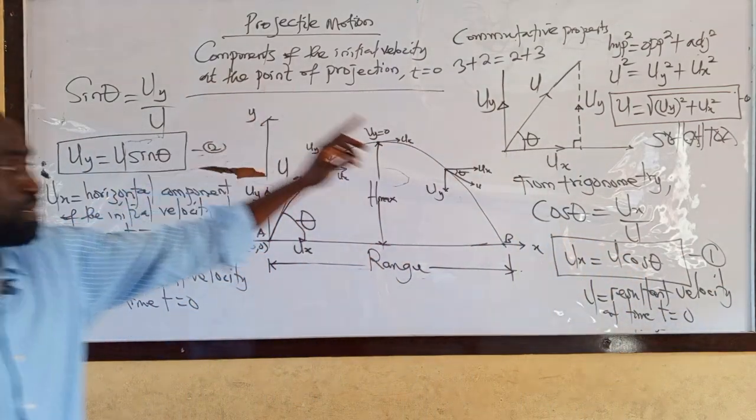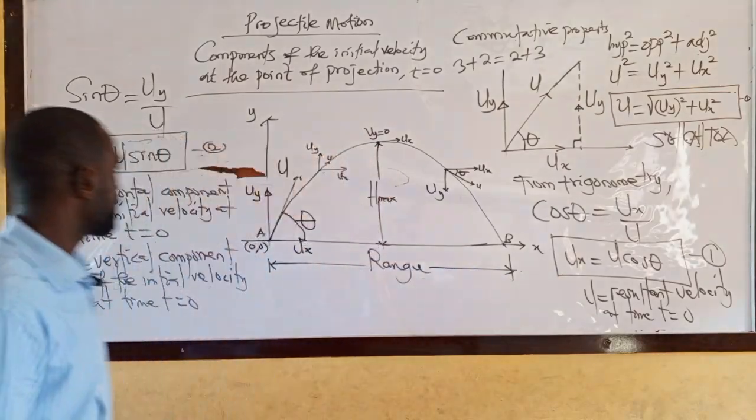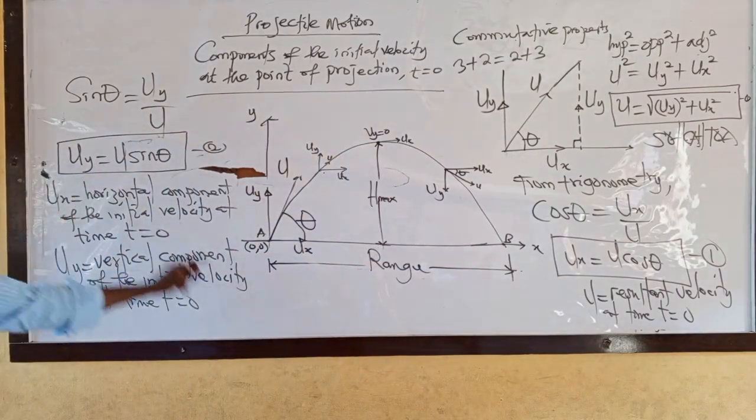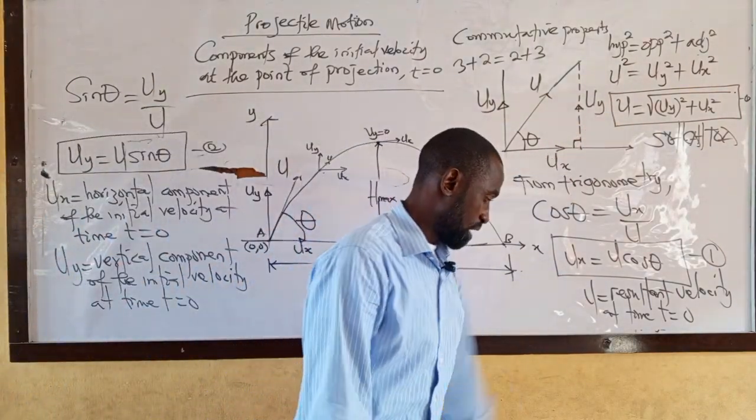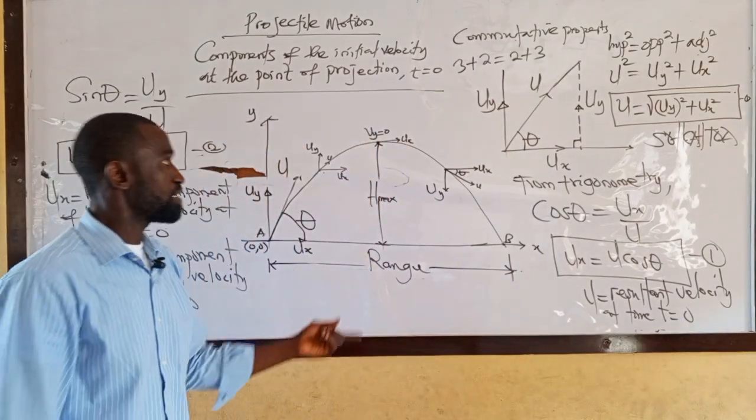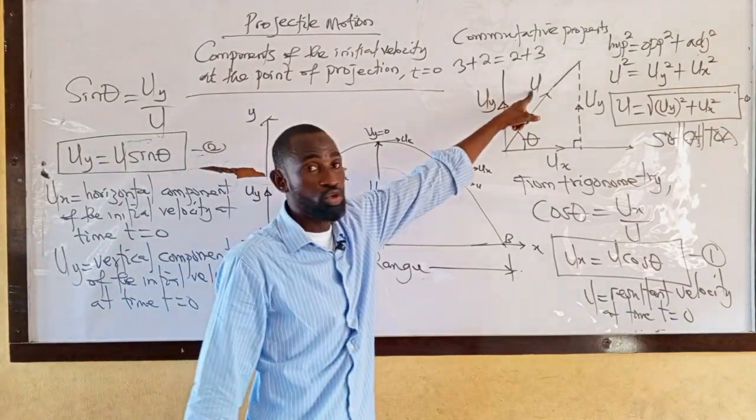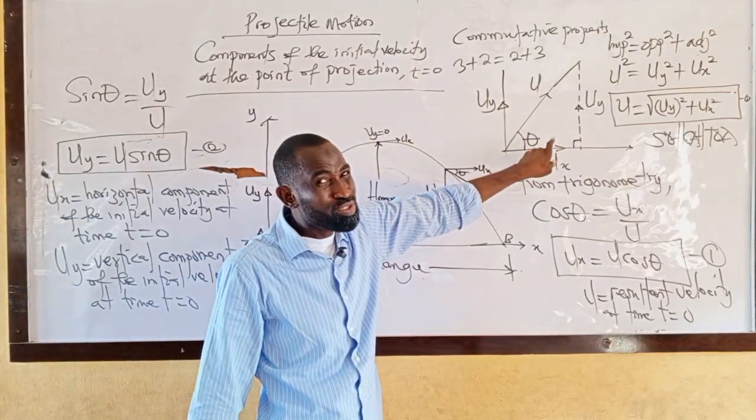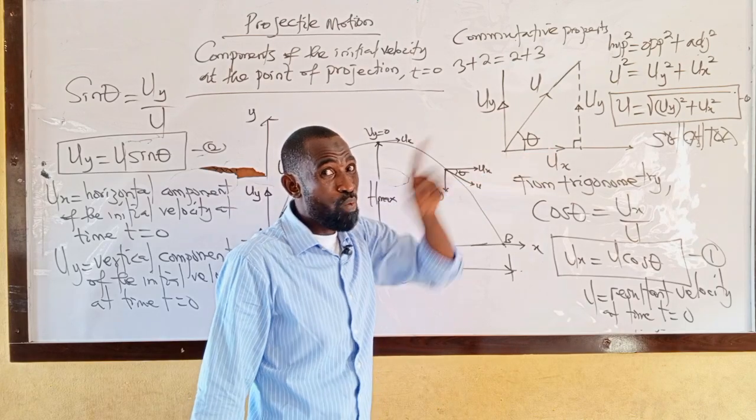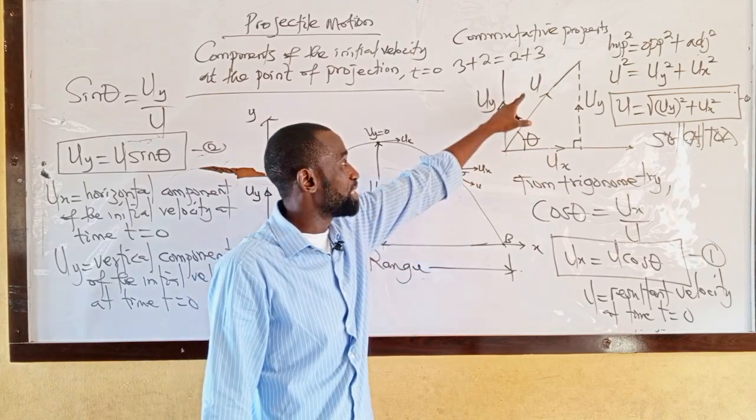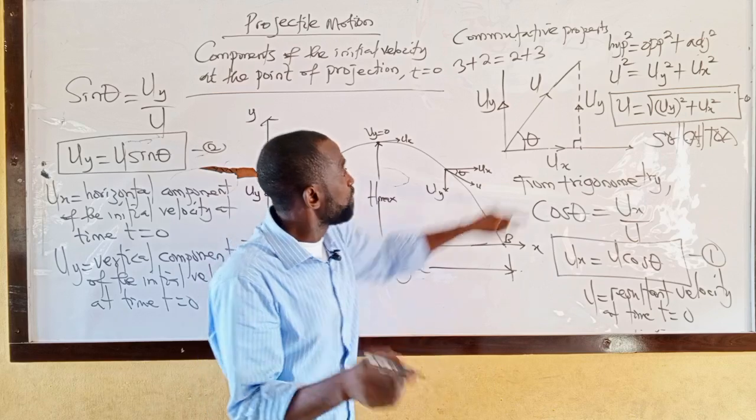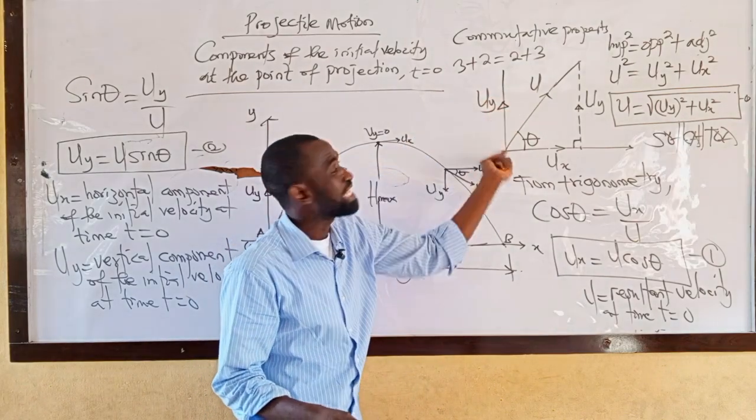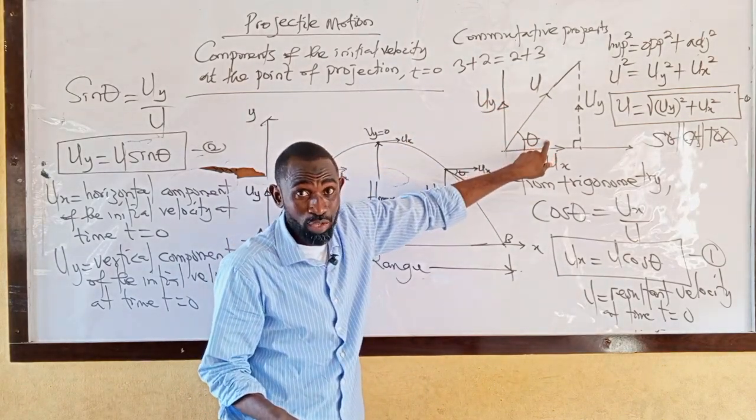The first one, u of x. Second one, u of y. Third one, our u. So let us get the angle which this u makes with the horizontal. When you are studying questions, don't be tempted. The question will give you this angle here; change it back to the horizontal. Are you with me?